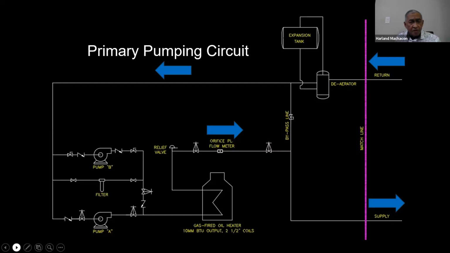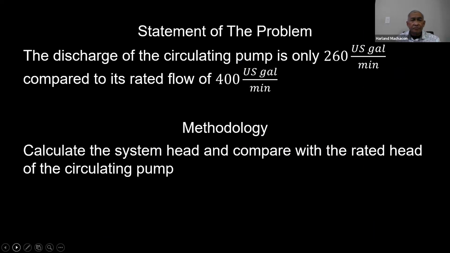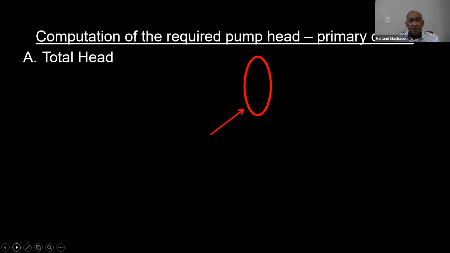So what is the problem? The problem is the discharge of the circulating pump is only 260 US gallons per minute compared to its rated flow of 400 US gallons per minute. So how are we going to approach the problem? We calculate the system head and compare it with the rated head of the circulating pump. Let's go now to the computation of the required pump head for the primary circuit.